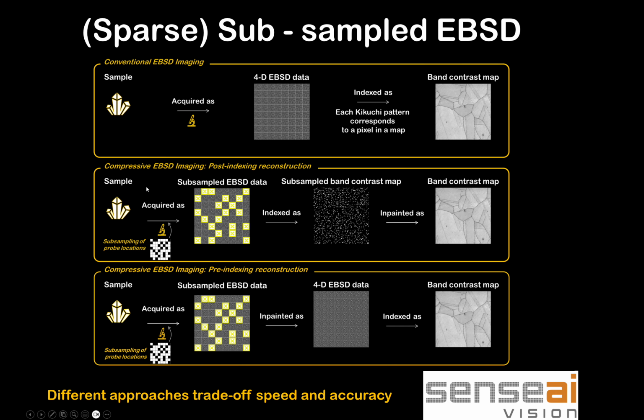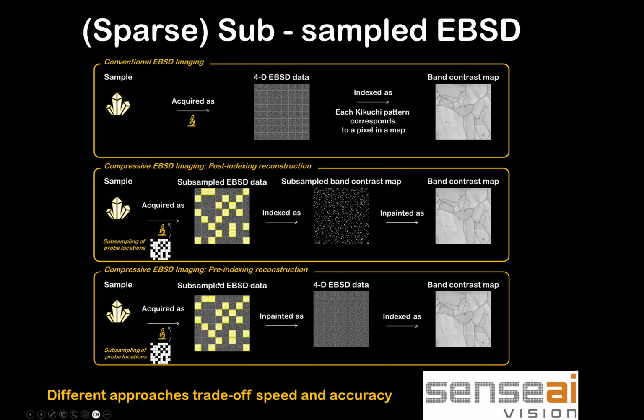Now, the two processes we call post-indexing and pre-indexing. Post-indexing, what we're going to do is miss out some of these diffraction patterns, but convert the information that we have into our map. The example here is a band contrast map. Once you've got that subsampled band contrast map, as far as the algorithm is concerned, it doesn't know anything about this other than it's an image, and so it's going to inpaint the image.